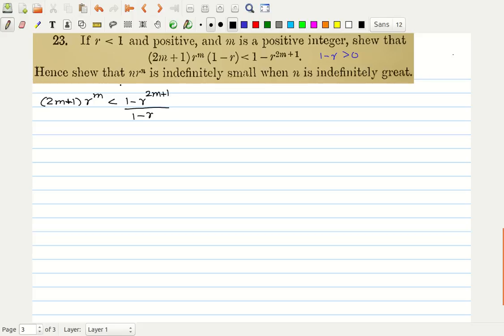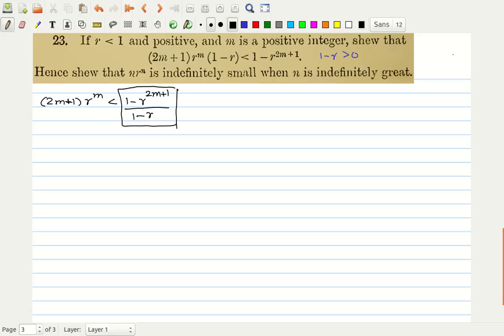What do you think is the right hand side? Right hand side is the geometric progression. It is the sum of the geometric progression where the first term is 1, common ratio is r, and there are 2m plus 1 terms. So let us consider this series in more detail.